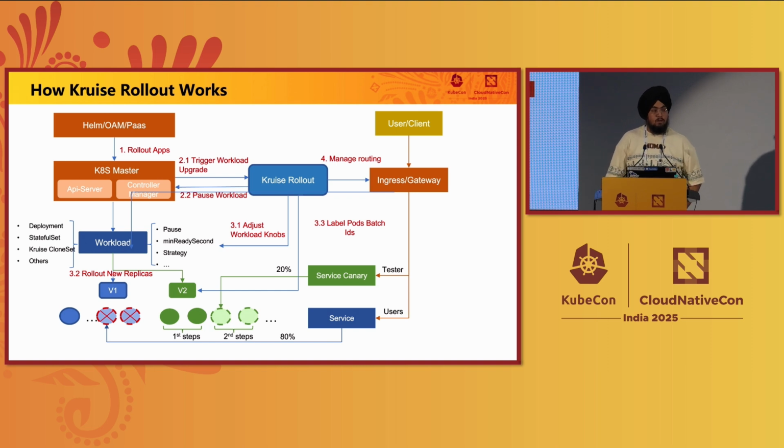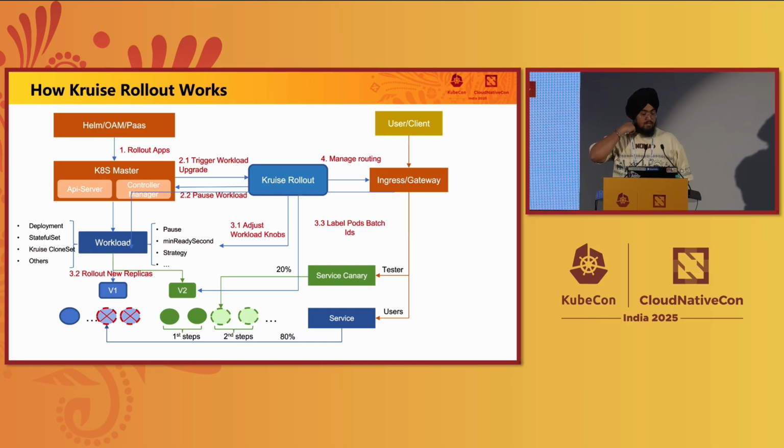So the KCM or the deployment controller doesn't have control over the replica set. So we do that ourselves, right? We gradually move the pods in batches. And also here you can see that we adjust the workload knobs. For deployment we use paused to true and strategy to recreate. And for stateful set, we do something like setting minReadySeconds to infinity so that the pods are in an unready state.